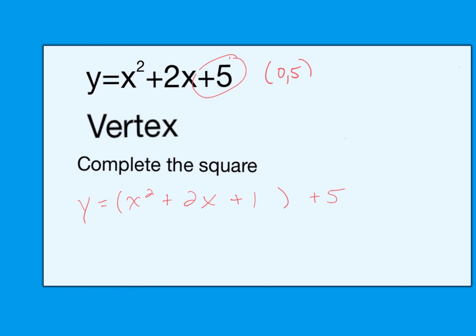We need to put a 1 there to complete the square. If we put a 1 there, we need to subtract a 1. So y is equal to (x plus 1) squared plus 4. Voila. However, you have to remember that this has a negative in the equation, so the vertex is actually (negative 1, 4). There's the vertex, and there's the y-intercept.